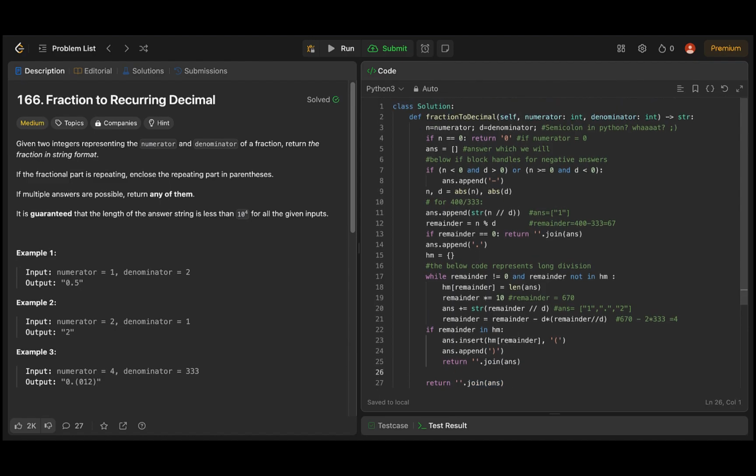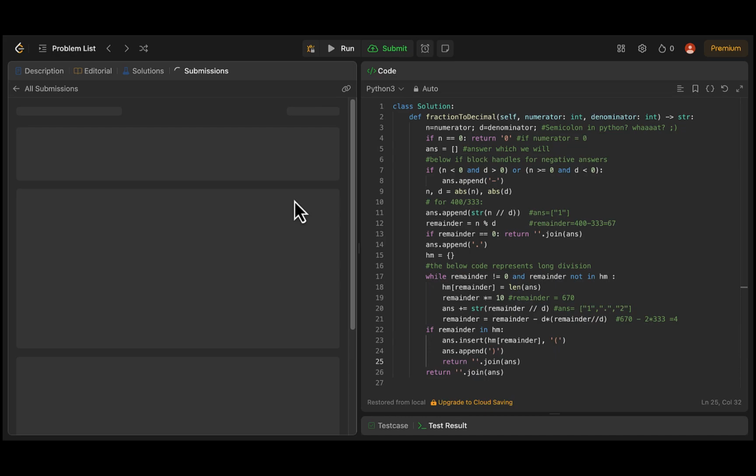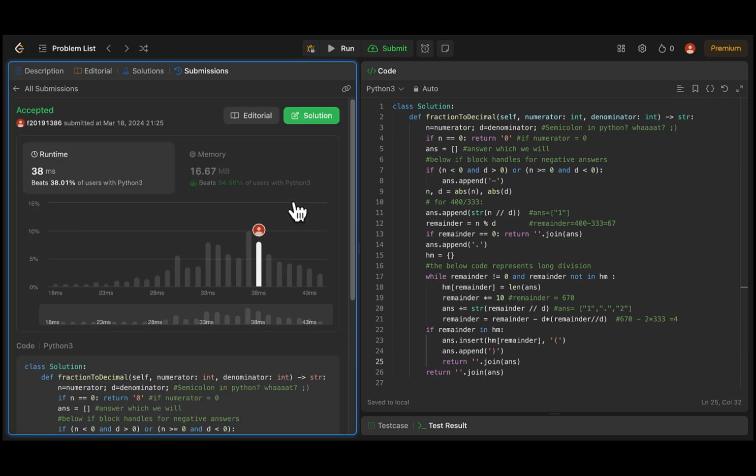Let me run this code and see whether this works. Of course it works because I have already tested it, but for your sake, see, it works.